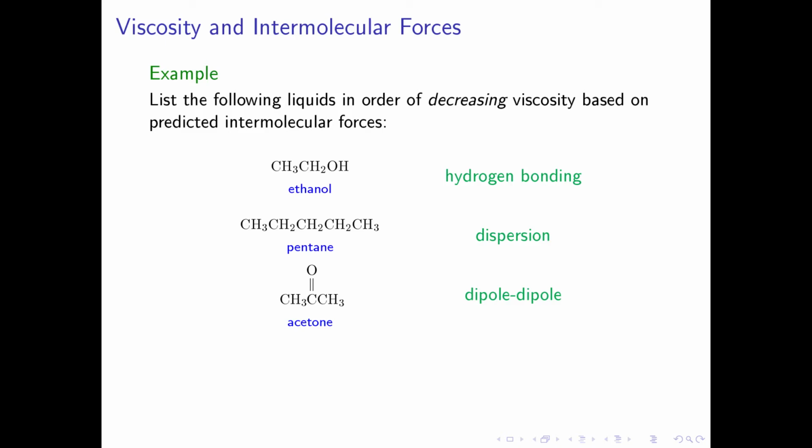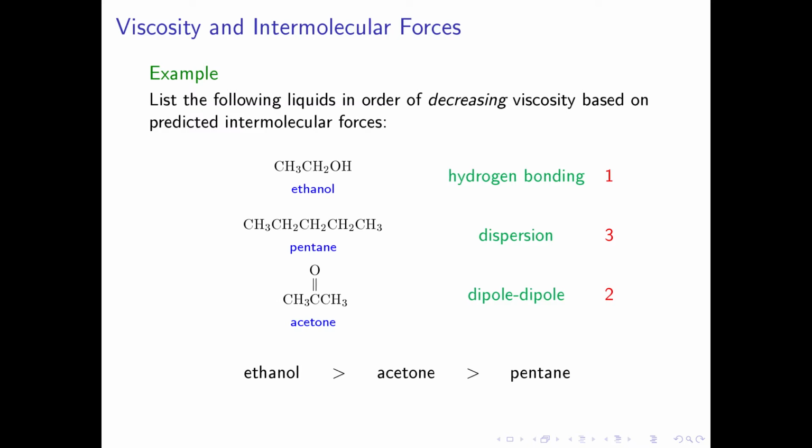Since we are interested in decreasing viscosity as we rank them, we need to start with the strongest intermolecular forces. Because ethanol has hydrogen bonding, it will have the strongest intermolecular forces. Acetone with dipole-dipole forces will be second, and pentane with only dispersion forces will be the weakest. This means that ethanol will have the greatest viscosity, acetone will come second, and pentane will have the lowest viscosity.